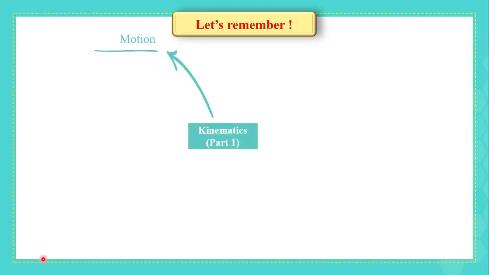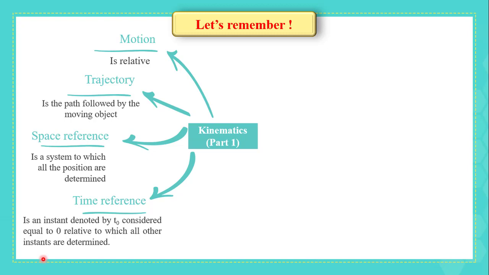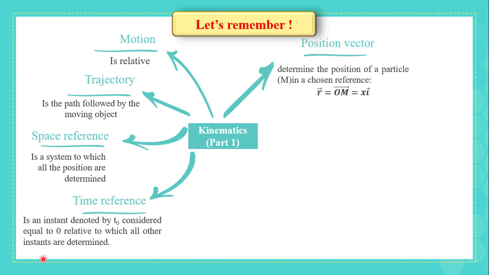We've learned that motion is relative. A trajectory is the path followed by a moving object. The space reference is a system to which all the positions are determined. The time reference is an instant denoted by t0, considered equal to 0, relative to which all other instants are determined. The position vector determines the position of a particle M in a chosen reference, where r vector equals OM vector equals x i vector.